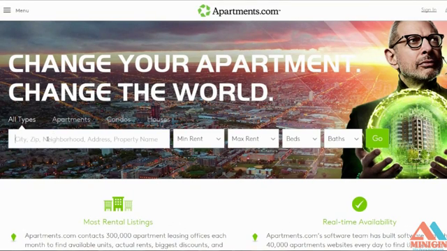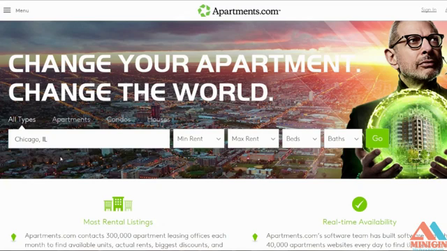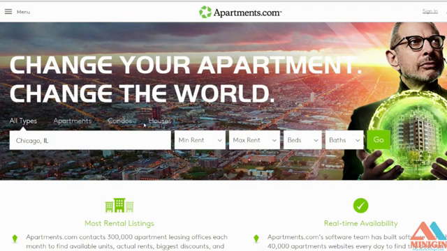On this first page, it gives you an option of where you want to search. And we're going to look at Chicago, Illinois, as just an example of how to search for an apartment. Now you can search for an apartment, a condo, a house, a townhouse. These are all different options of places that you can live.